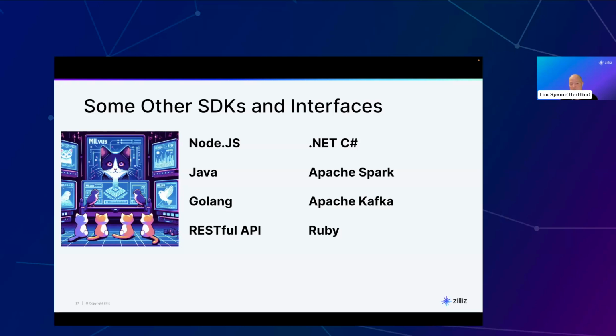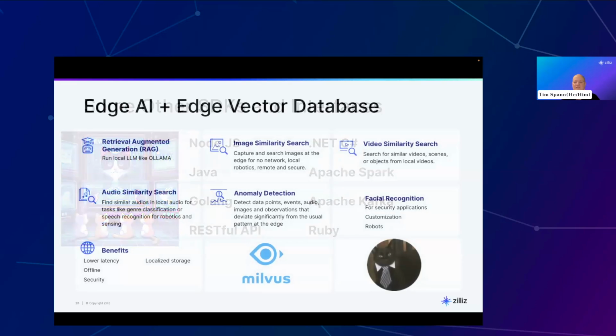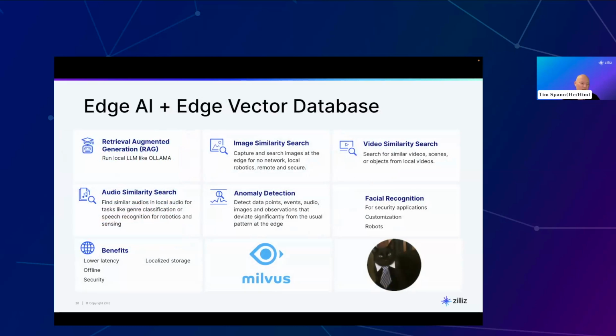You want to just do it with curl? There are RESTful APIs. You don't have to write serious code. We're going to have a webinar on the .NET C# version, which is looking pretty interesting. We also have Spark and Kafka and Ruby and a lot of user-developed interfaces and languages out there. So if you're interested, there are a lot of options. It doesn't just have to be Python, though obviously Python is pretty easy to do.